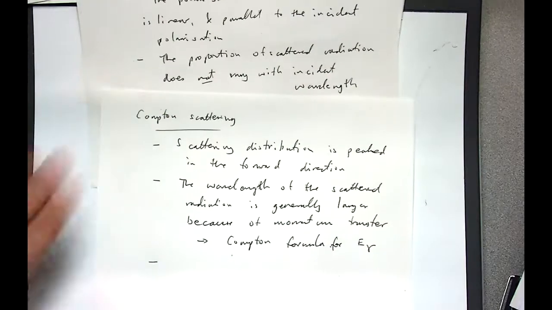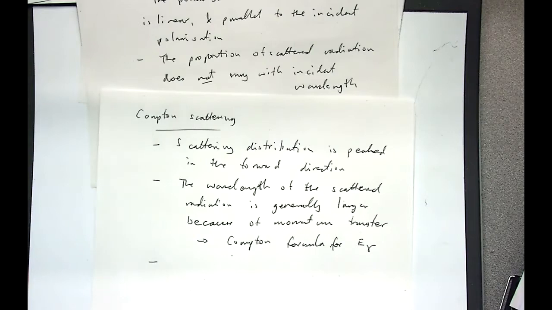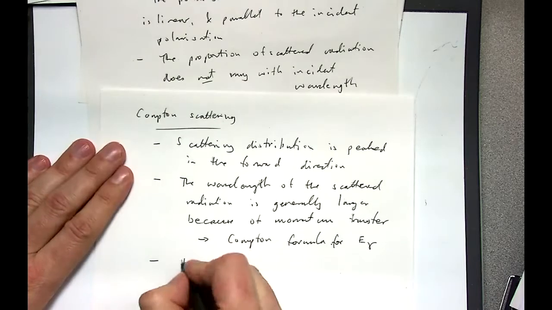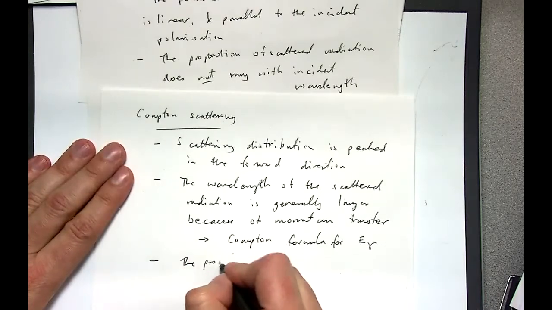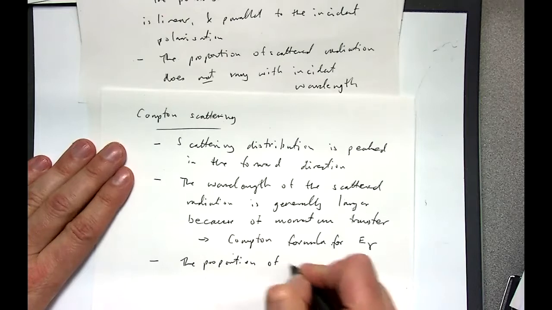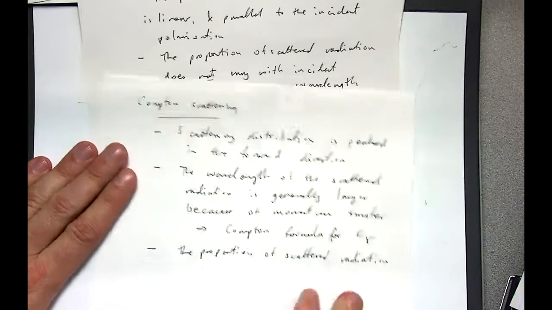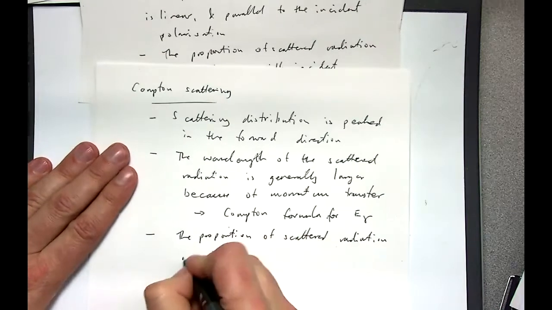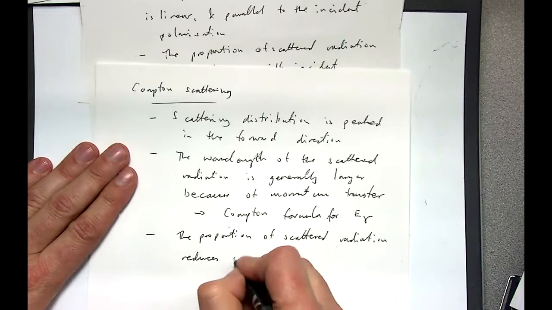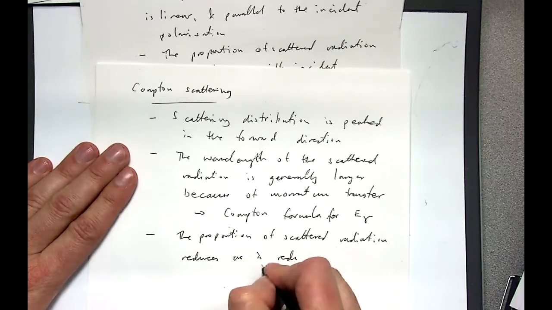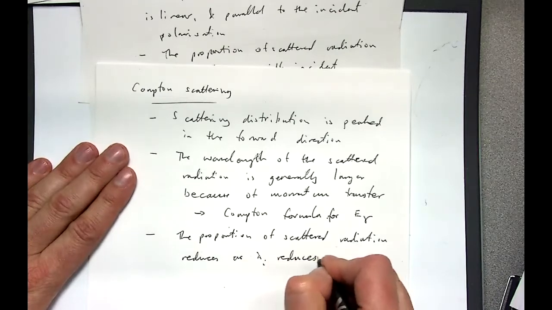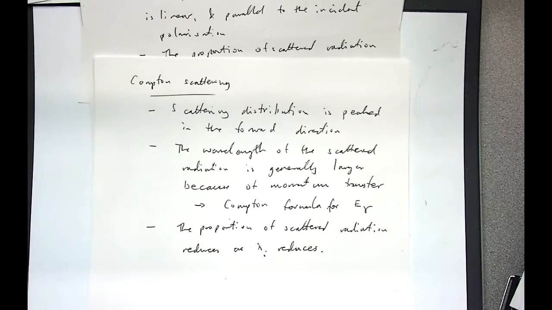And also importantly, as I change the incidence, rather than think about the outgoing, we tend to think of the Compton formula as the outgoing wavelength, right? But if we change the incoming wavelength, we expect that the proportion of scattered radiation goes down as the wavelength goes down. Proportion of scattered radiation reduces as lambda reduces. This is lambda incident reduces. Okay. Well, I haven't derived that. That comes from QED, which we don't do here.